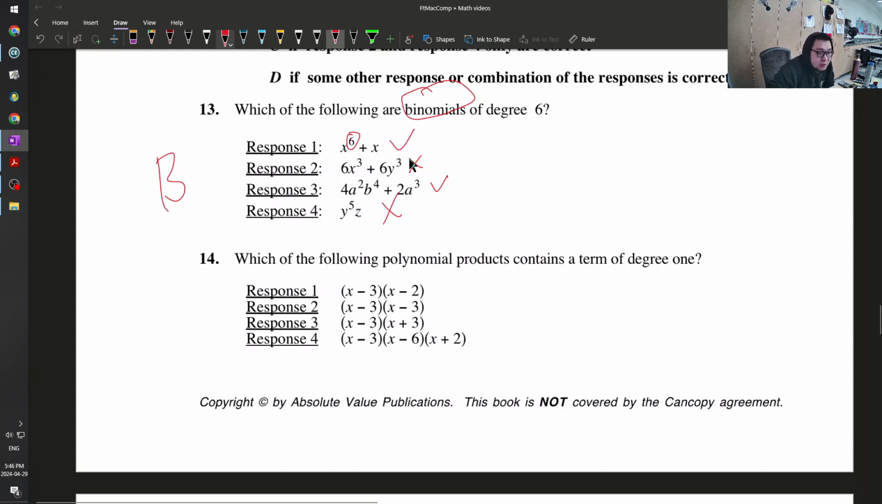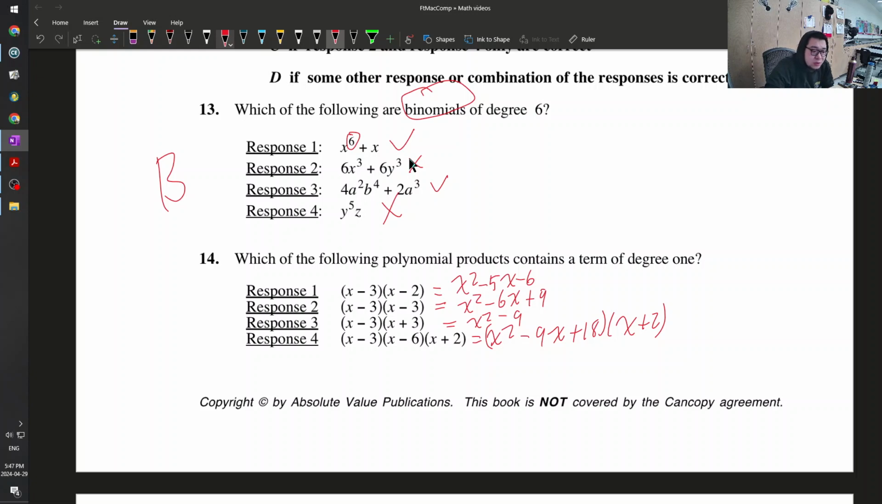14, which polynomial contains a term of degree 1? Okay, so if we observe this, this expands to x squared minus 5x minus 6. This one expands to x squared minus 6x plus 9. This one expands to x squared minus 9. I don't really want to do the last one, but we should. We get x squared minus 9x plus 18 times x plus 2.